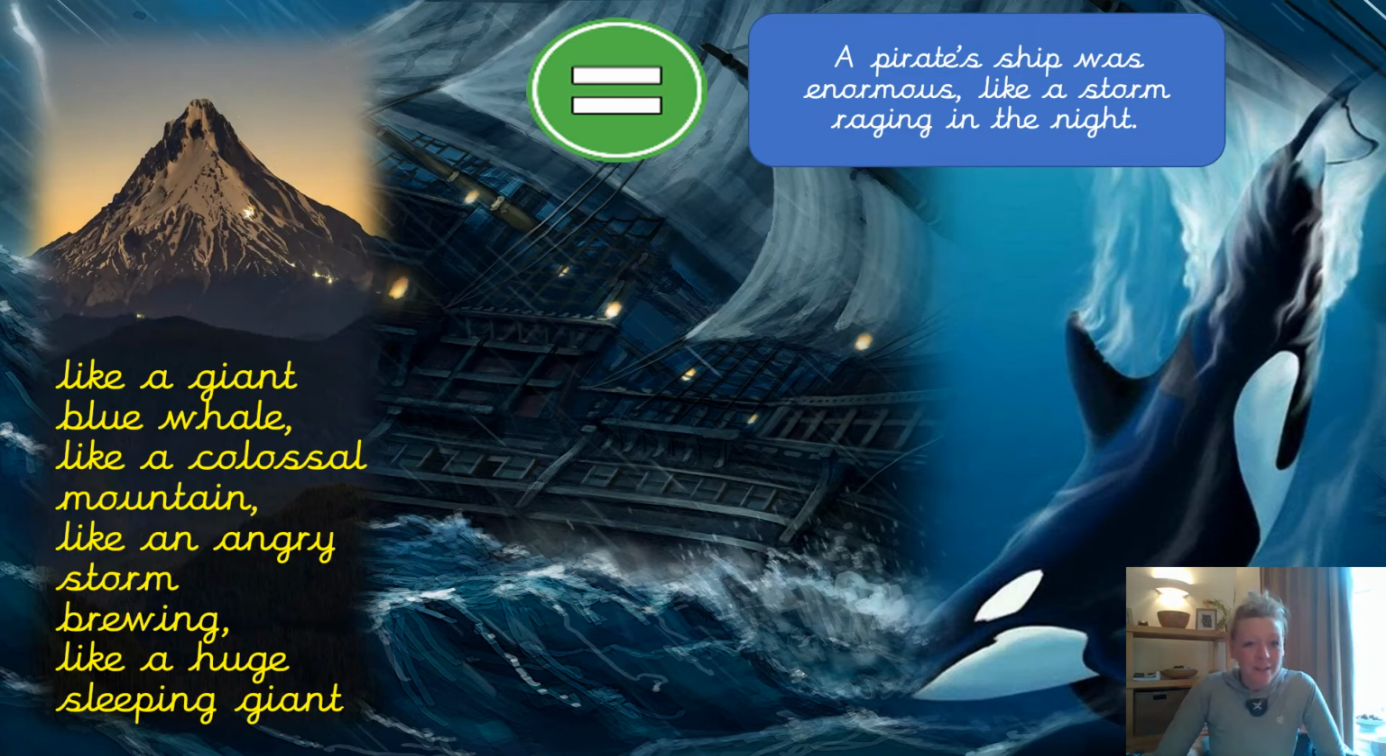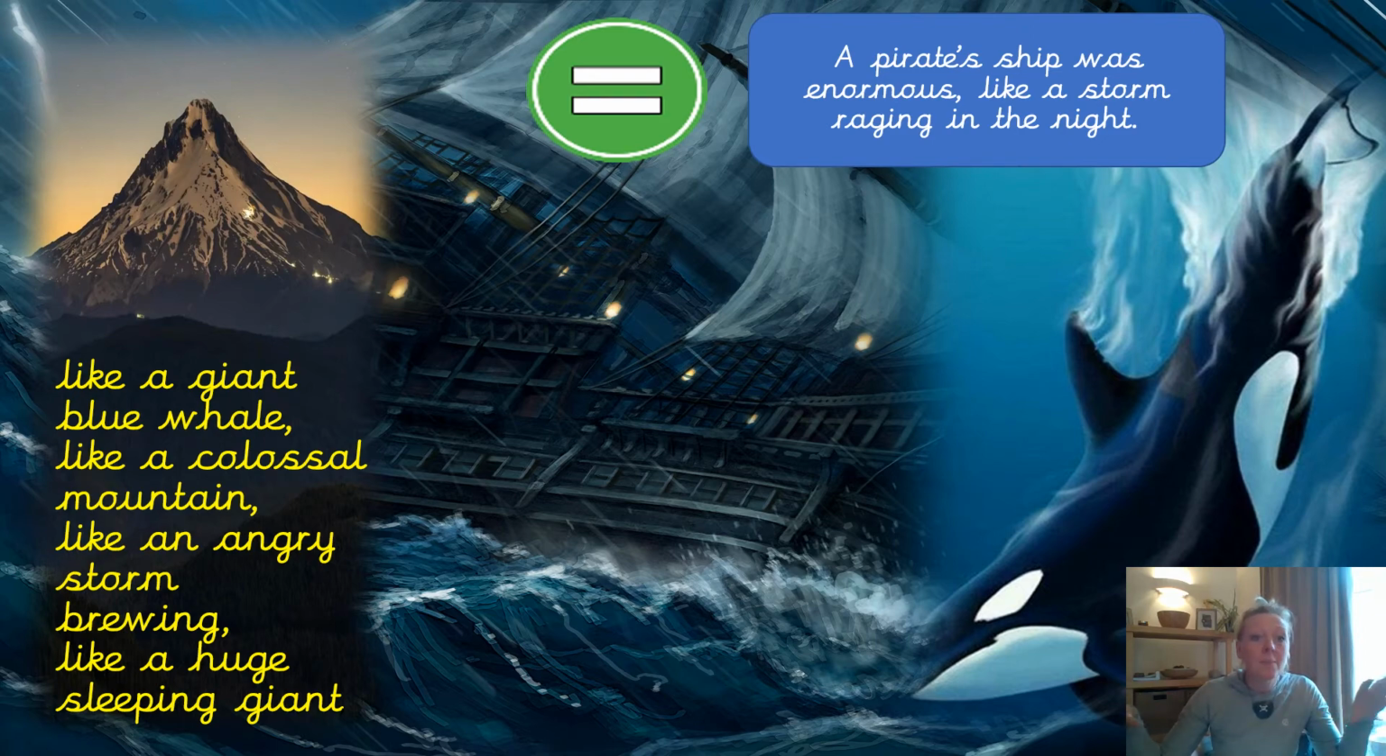So how would that look in a sentence? Well, I've got: the pirate ship was enormous, like a storm raging in the night, because I thought a storm was something which was quite big and enormous and also quite angry. Maybe a pirate ship could be like that as well. I've got some other suggestions.